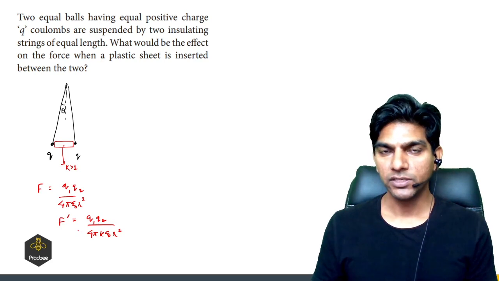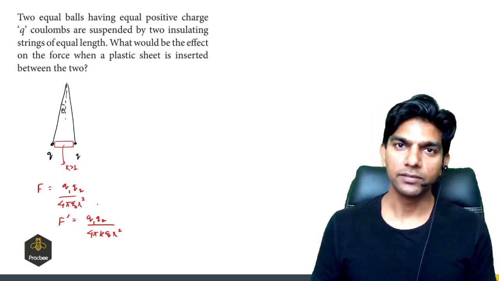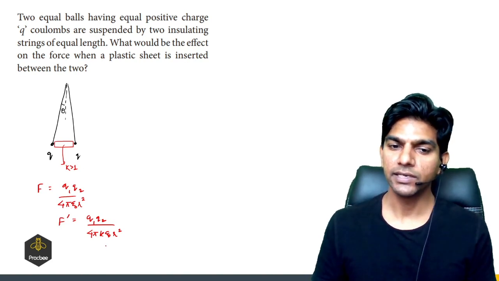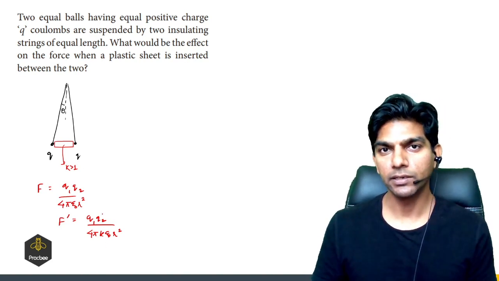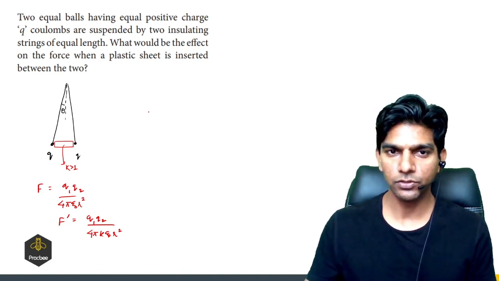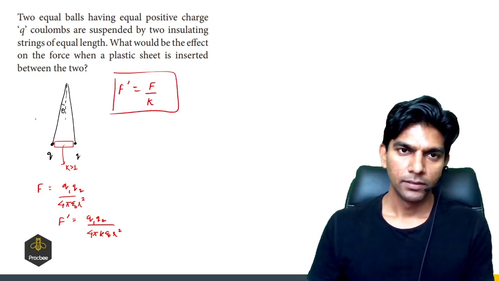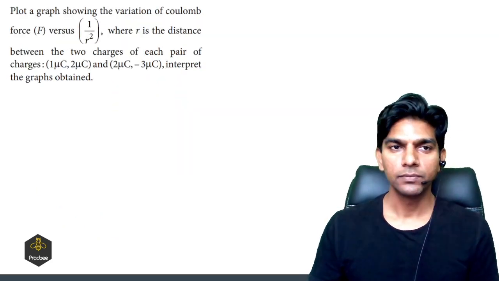So the force of repulsion has decreased by the factor K. So what would be the effect on the force when the plastic sheet is inserted between the two? We can say the force between the two charged particles will decrease by the factor K. So the new force will be the original force divided by K. So do remember this, right? Now let us see the next question.